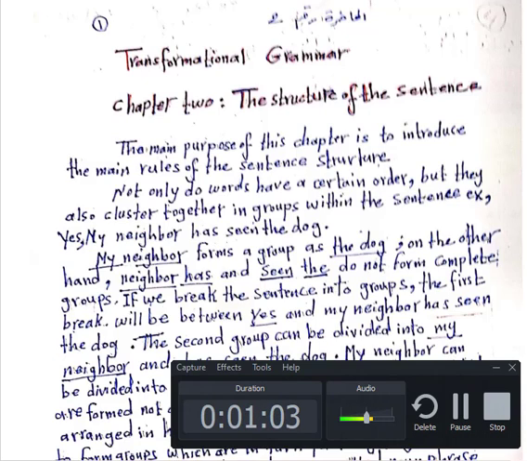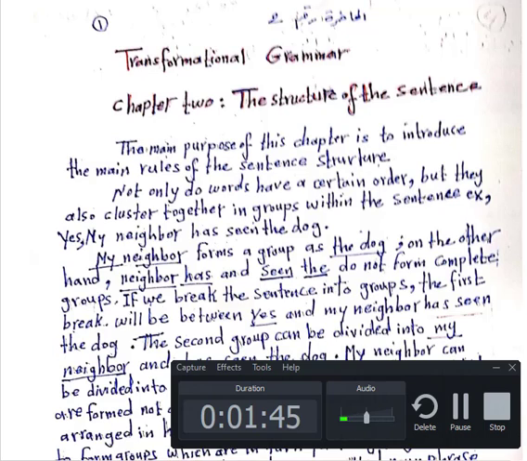Not only do words have a certain order, but they also cluster together in groups within the sentence. That means words do not just have a certain order, but we construct sentences in the English language according to rules put by Noam Chomsky, the linguist, or we can say the pioneer of this school, transformational generative grammar.